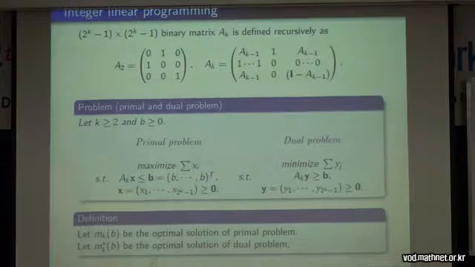And every integer linear programming has a dual problem. It is similarly defined by this form. The inequality has changed and maximize becomes minimize. And I'll define the optimal solution of this dual problem as mk star of b.